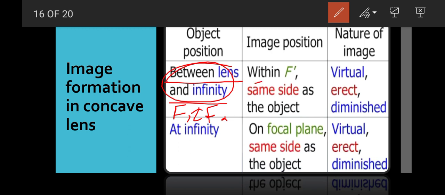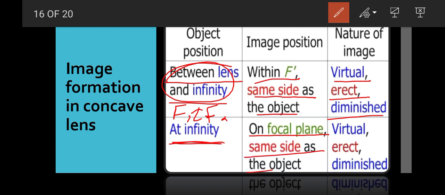The image position will be within f. It will be on the same side as that of the object. The nature of the image will be virtual, erect and diminished. If we take the object at infinity, the image will be formed on the focal plane on the same side as the object. A virtual, erect and diminished image will be formed. It means that from a concave lens, the nature of the image will be virtual, erect and diminished, whatever the object location will be.